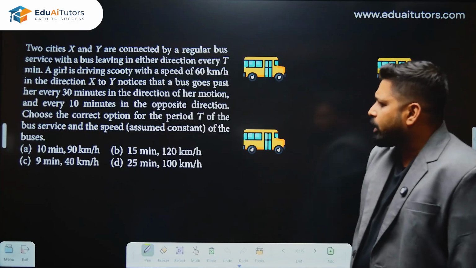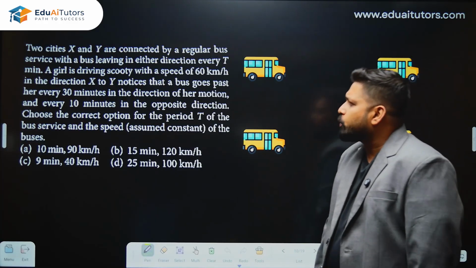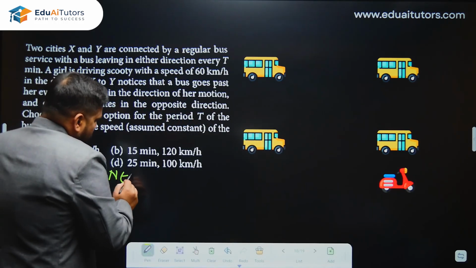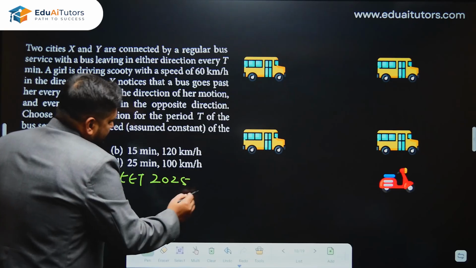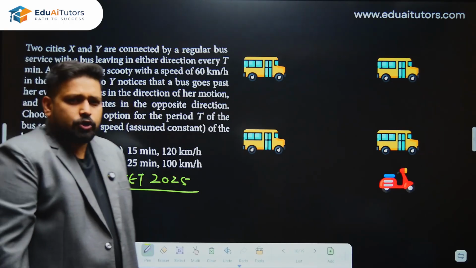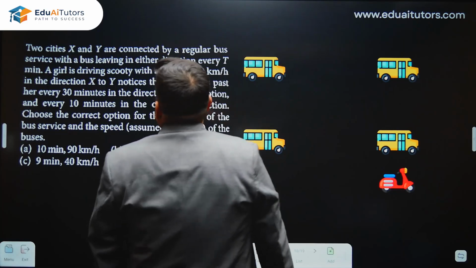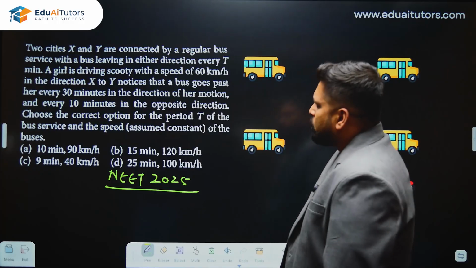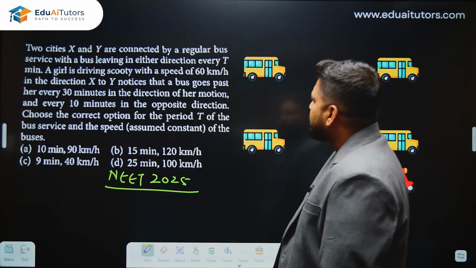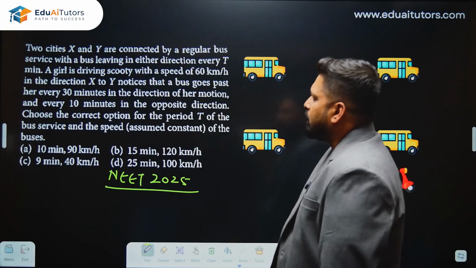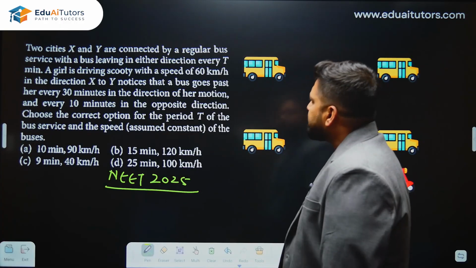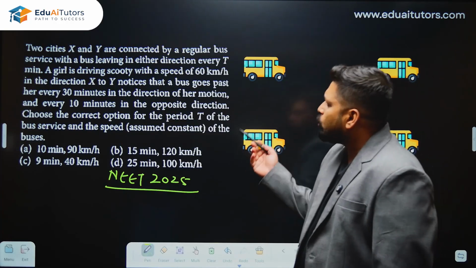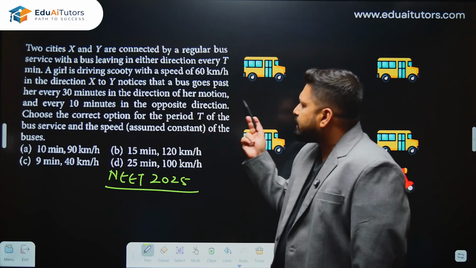Very recently, if you talk about this question, this was a question which was asked in the year 2025, just last year. So this question came in NEET 2025. Very, very popular question, but also one of the toughest questions of the paper. I'll read out the question. Two cities, X and Y, are connected by a regular bus service, with a bus leaving in either direction every T minutes. A girl driving a scooty with a speed of 60 km/h in the direction from X to Y notices that a bus goes past her every 30 minutes in the direction of her motion.